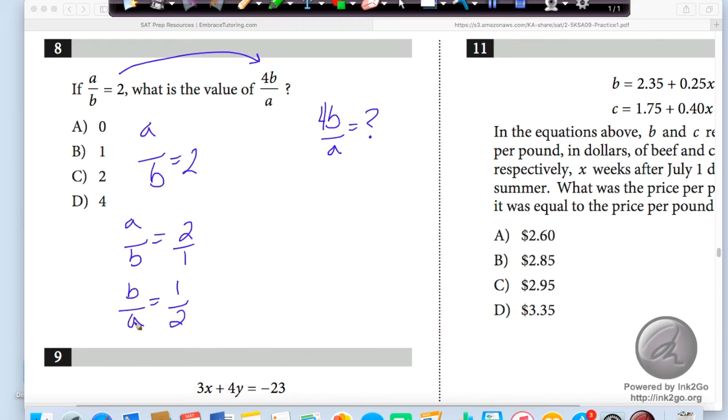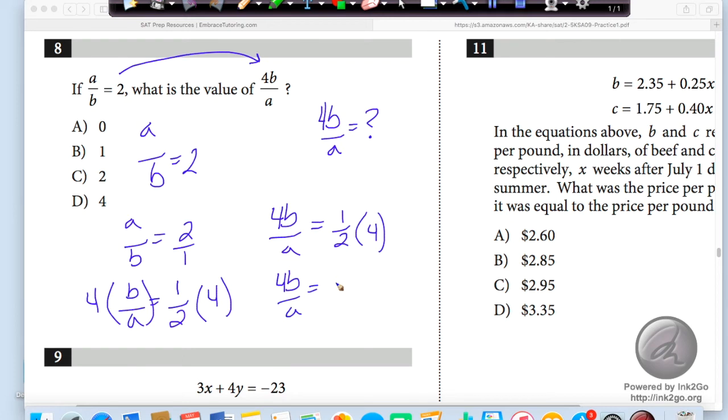Well, how do I make b over a equal 4b over a? I could simply multiply this entire side of the equation. But remember, whatever you do to one side of the equation, you also have to do to the other side. So 4b over a is going to equal 1/2 times 4. And 1/2 times 4 is going to end up giving me 2. All right, and C is my answer choice. Great.